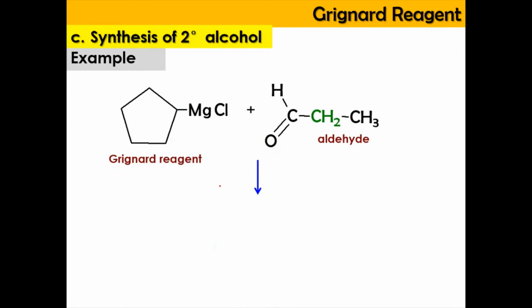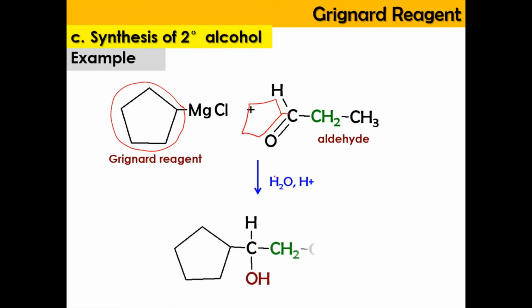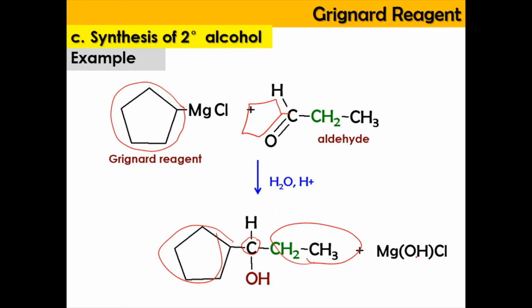Okay, another example, but now using a cyclic Grignard reagent reacting with an aldehyde. The R group here is going to attach on this side, and the OH here is going to break apart. This happens via hydrolysis in acidic condition, and this produces another alcohol, which is also a secondary alcohol because the carbon here is attached with 2 alkyl groups. The side product here is MgOHCl.